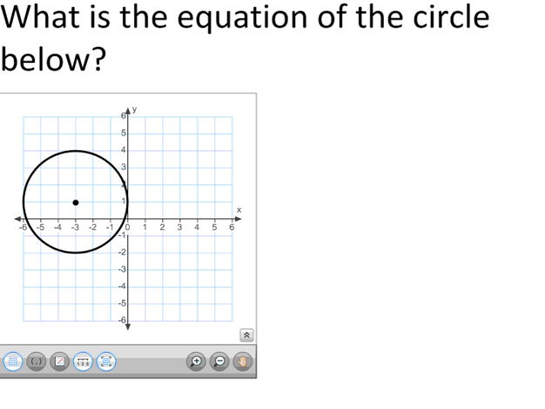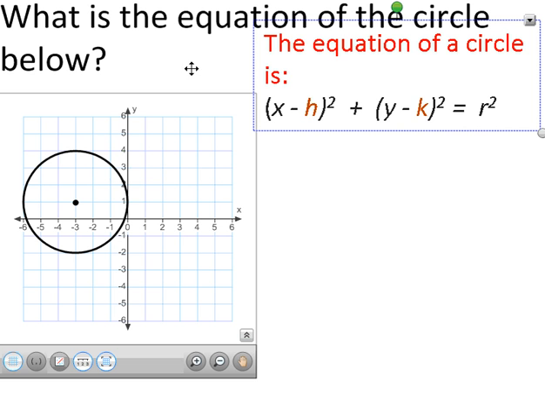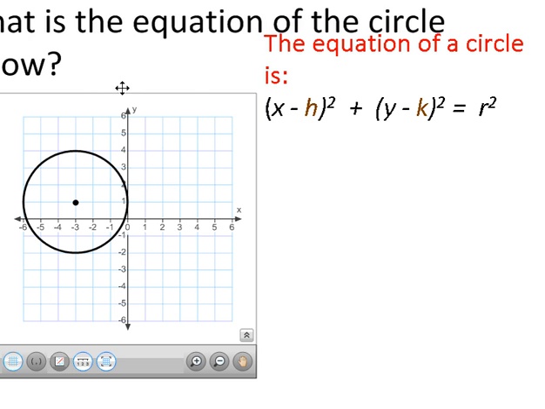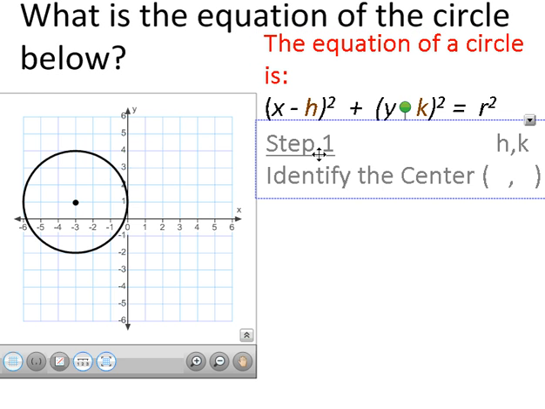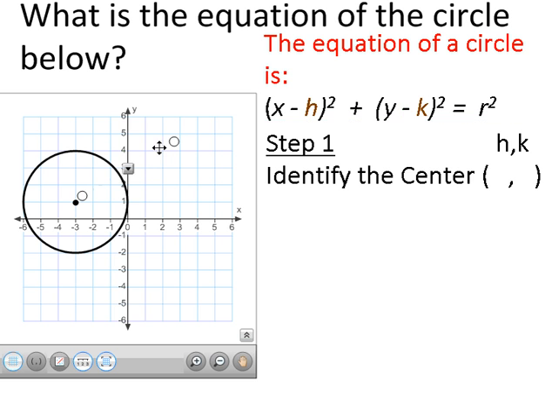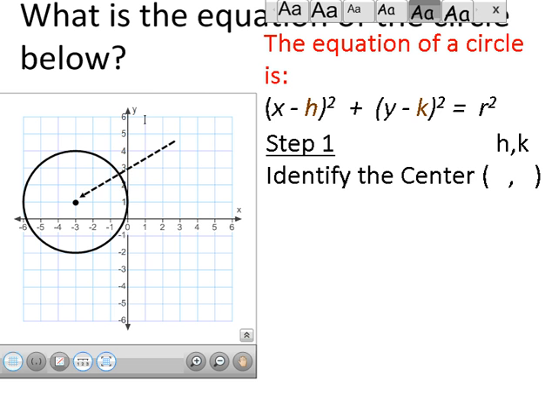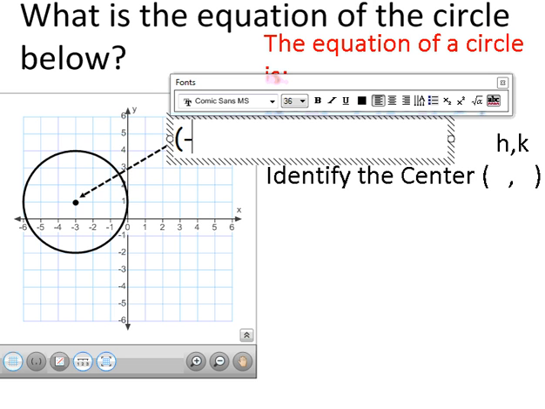Okay, so here's our first example. It says, what is the equation of the circle below? So let's begin with a fact. The equation of a circle is (x minus h) squared plus (y minus k) squared equals r squared. So let's begin with that. Okay, our first step is to identify the center. So the center is right over here. This is our center. And the center is (-3, 1).